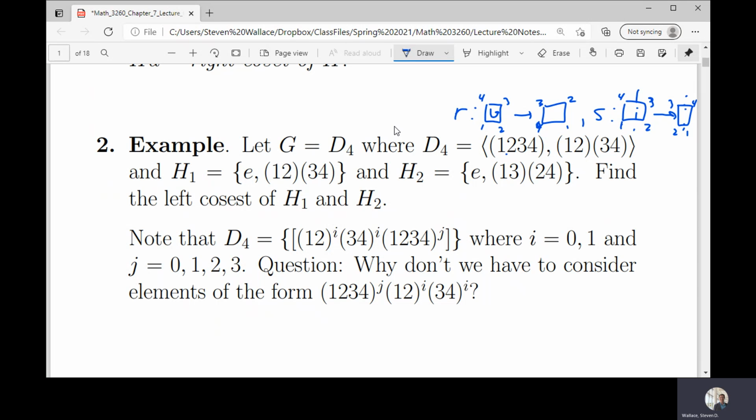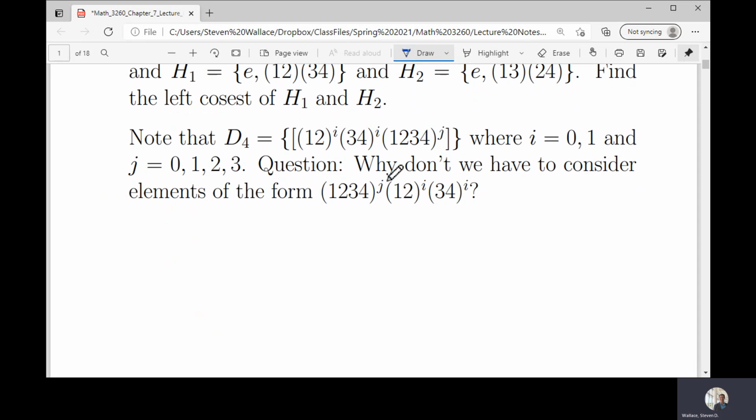So I'm going to take H1 to be this subset, which actually is a subgroup, right? And this is another subgroup. Note that this element here is a generator, right? So what are we going to do here with the cosets of those? And note that these are how elements can be written. So this is a homework problem. And the question is, why don't we have to consider elements of the form where we switch that?